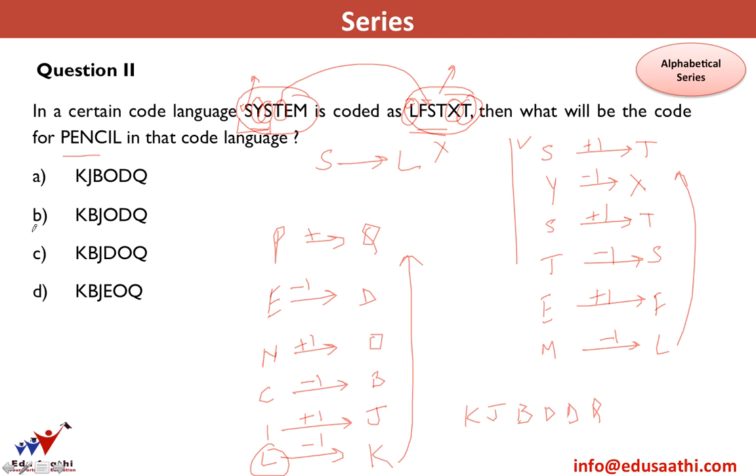Let's check out the options. So K, this one is wrong. K, J, B, O, D, Q. So this A part is the correct answer option here.